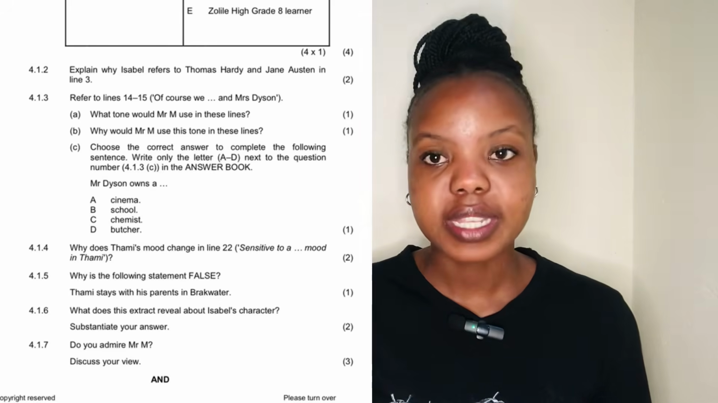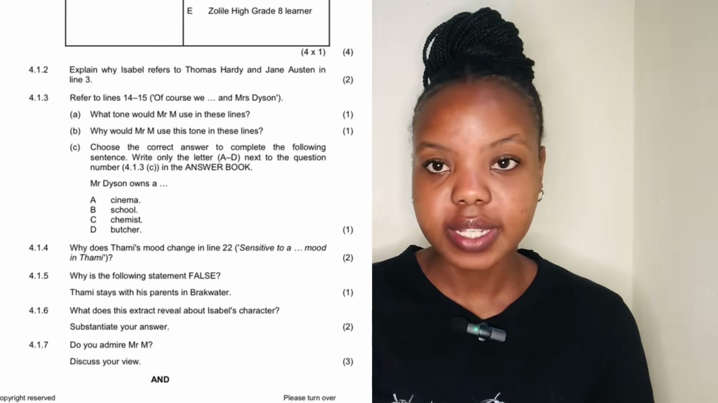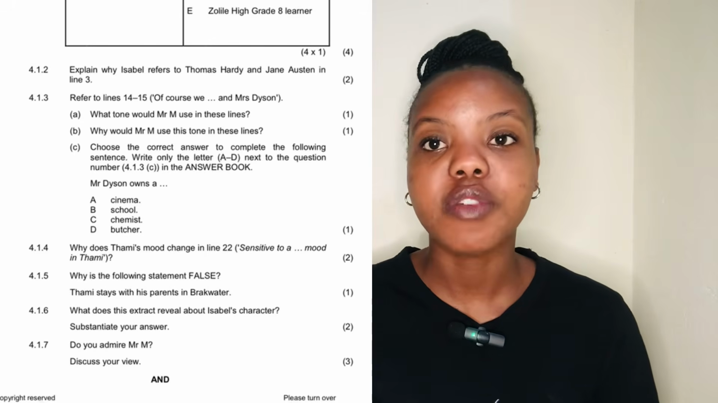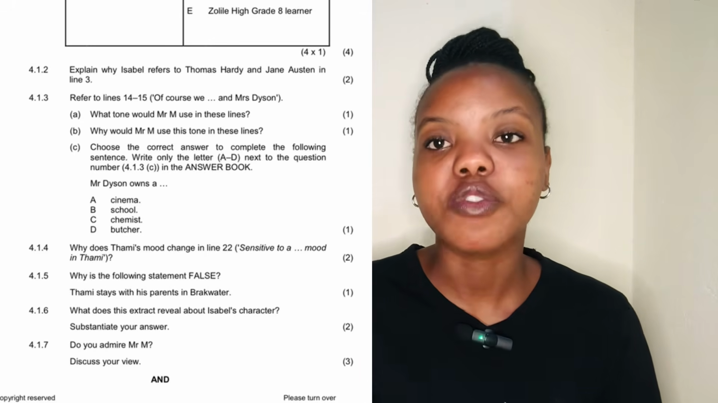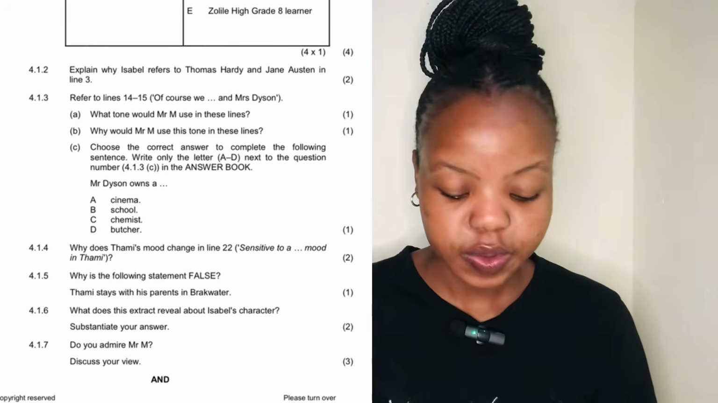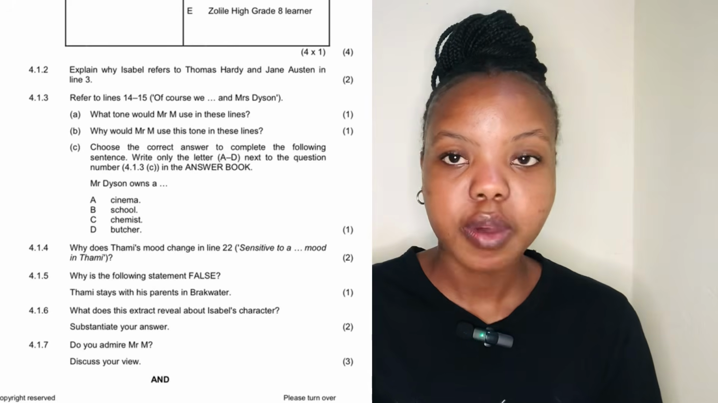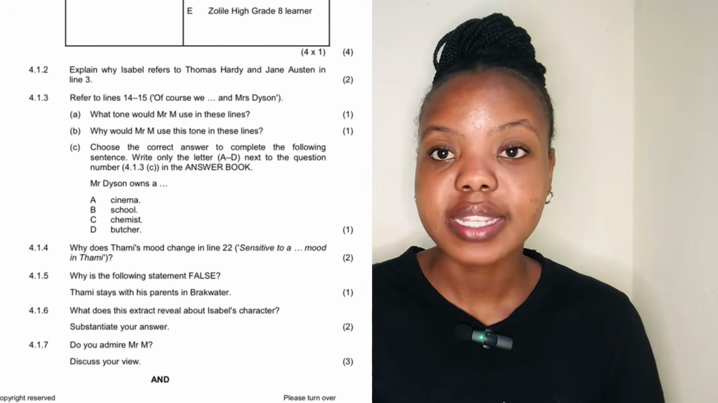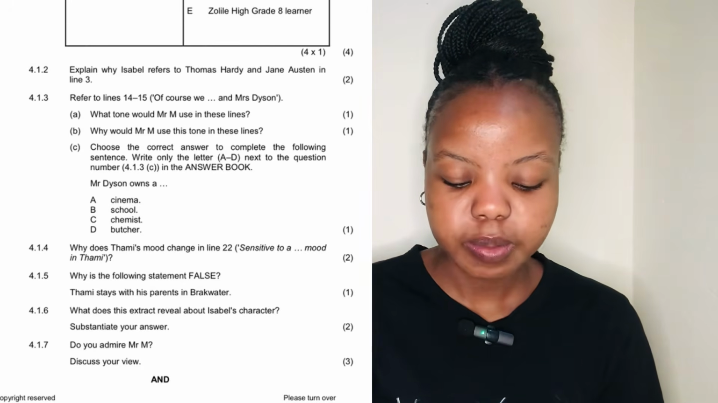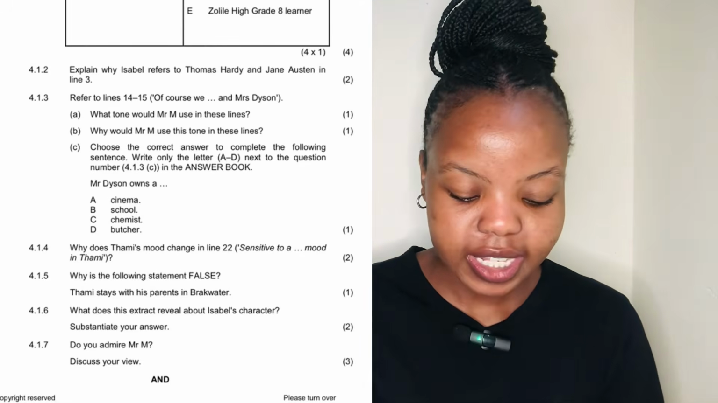And then 4.1.6, what does this extract reveal about Isabel's character? Like I said before, you need to know all your characters as well as their roles and what kind of people or characters they have been conveyed to us as in the book. So the correct answer here is that Isabel is polite. This extract reveals that Isabel is polite, hospitable, or thoughtful, as she is excited at the prospect of her new friends coming to her house or to meet her parents. That is why she is polite.